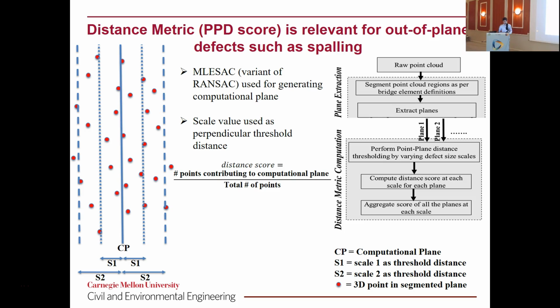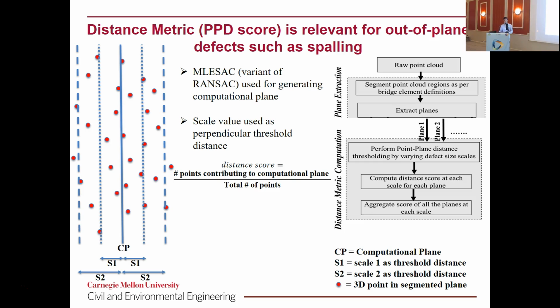And this algorithm requires a distance threshold, which is used to pick points that will ultimately be used to generate a computational plane. And these distance thresholds, in this work, we're going to be using the defect scales that I was talking about several slides ago as these distance threshold values. And at each threshold value, we count the total number of points that contribute to the computational plane, and the proportion of these points to the total number of points in the 3D point plane. And this overall value is the PPD score for the plane.